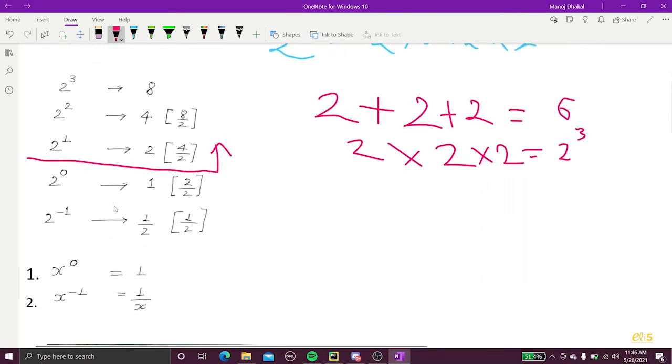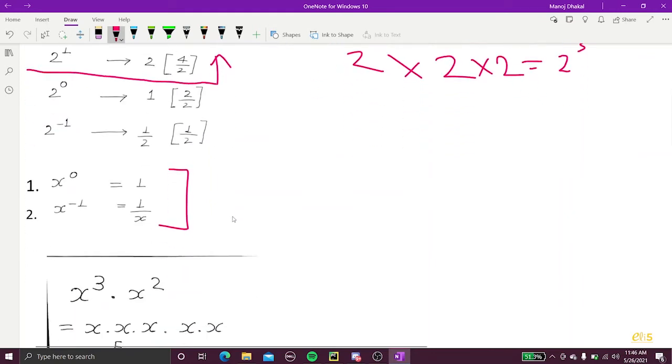So I think you can empathize with me now when I say that x to the power 0 is equal to 1, and x to the power minus 1 is equal to 1 by x. Don't worry about this. I'll be telling how this can be derived afterwards as well.